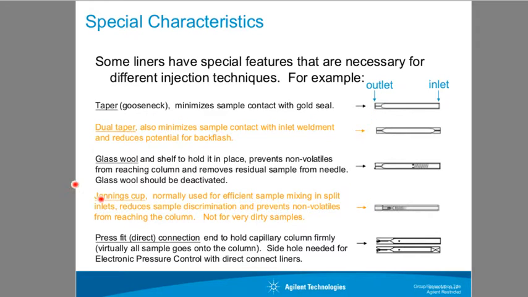We have dual tapers. Again, glass wool. We have glass wool here. On some liners we have it low. Again, there's a lot of verbiage on this, but this is all for your reference. So I'm not going to go into all the different characteristics of these liners.